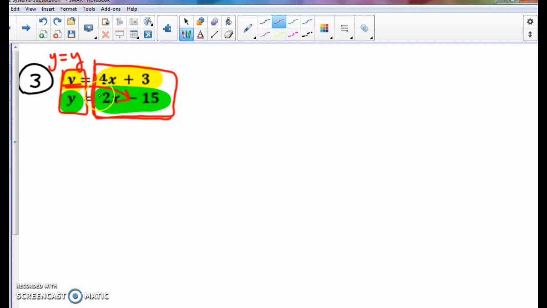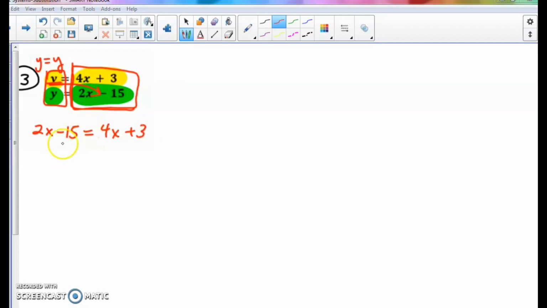So y is now going to be my 2x minus 15 equal to what that first y equals, 4x plus 3. So we said the y equals y is true, so then we can take these two parts and set them equal to each other. And it doesn't matter which way you do it. You can put your 4x plus 3 over here and your 2x minus 15 over there. It doesn't matter, as long as they're set equal.